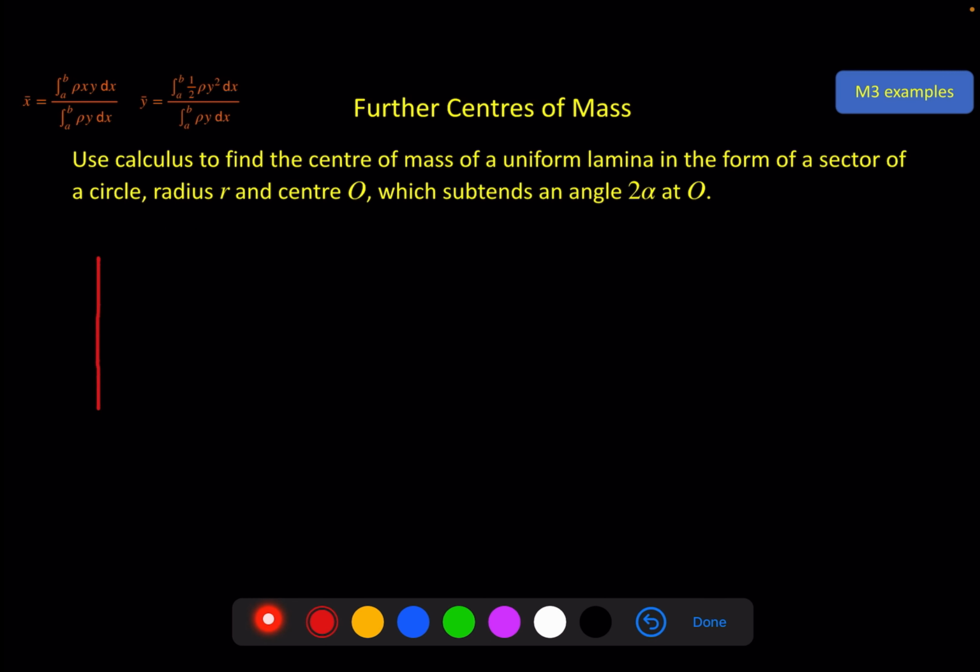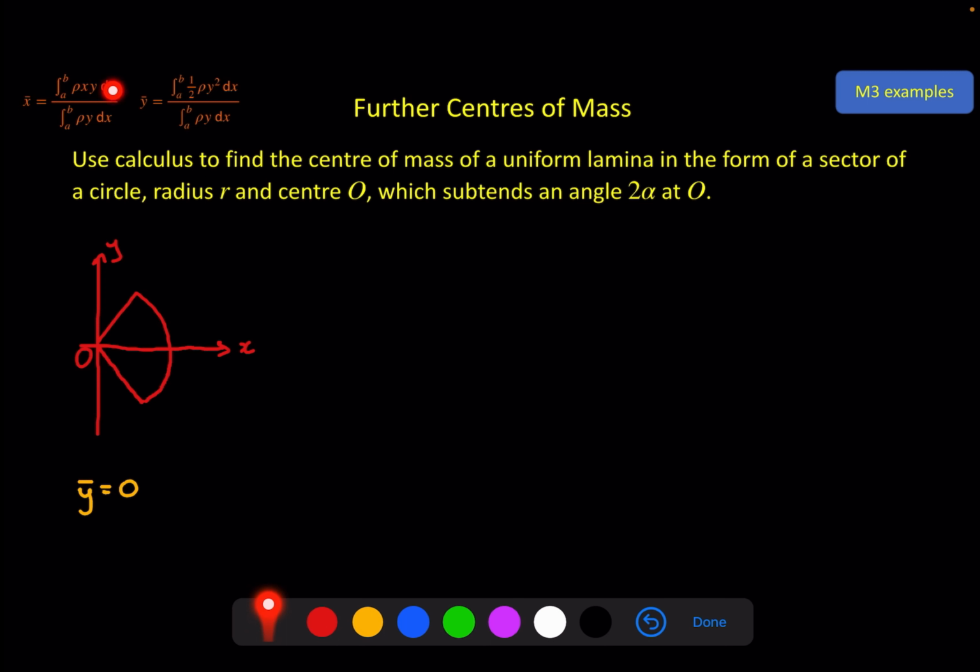So we have the sector of a circle coming out like this. At O, the angle subtended is 2 alpha, and I've positioned it such that alpha is on this side and alpha is on this side, so the line of symmetry is along the x-axis, which immediately tells us the y-coordinate of the centre of mass is 0. But to find the x-coordinate of the centre of mass, we need to be very careful here.